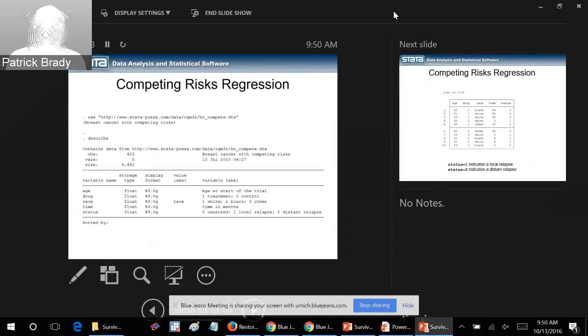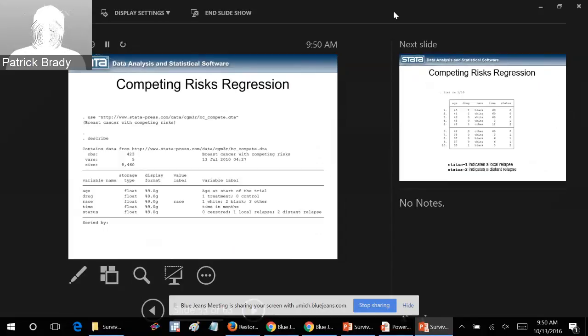essentially what we're going to do is analyze the data for each of the causes and kind of treat the other one as censored. That might not be perfectly technically correct, but that's kind of the way we're going to analyze these data. So let's look and see how we can use STCR-REG.